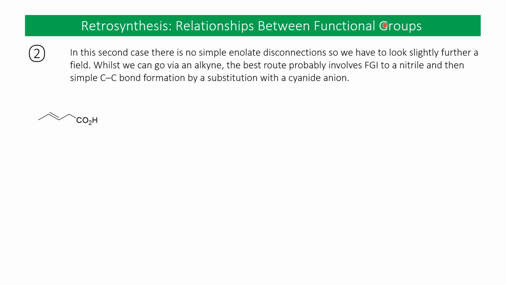So in the second case, there is no simple enolate disconnection. So we've got to think a bit more farther afield. And herein we're looking at a functional group interconversion from a nitrile. And so we can easily have an allyl halide with the cyanide as our starting material.